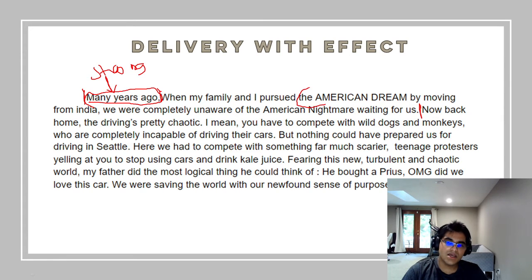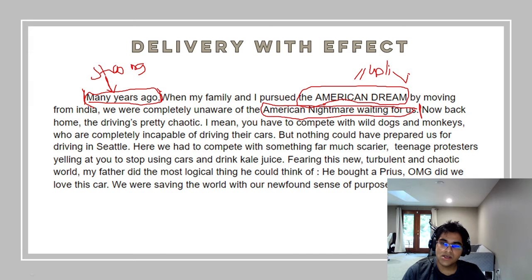I kind of want the American dream to seem magnificent. I don't know the right word in English, but something wonderful. So when my family and I pursued the American dream, a sort of uplifting voice, something uplifting. By moving here from India, we were completely unaware of the American nightmare waiting for us. The nightmare is something with a darker connotation, so maybe you can write "darker" here. You want to say it with a darker undertone.